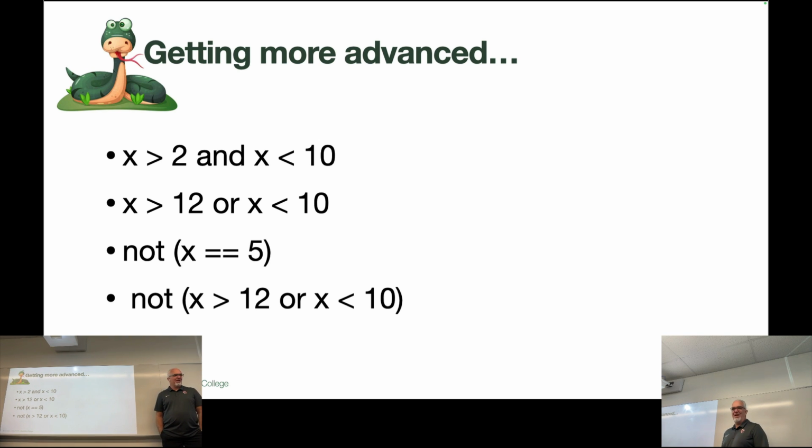Now we're starting to get stupid, right? Only 11 will be true here if we're talking whole numbers. Any number between 10 and 12. So Boolean operators or Boolean expressions can get pretty hairy.